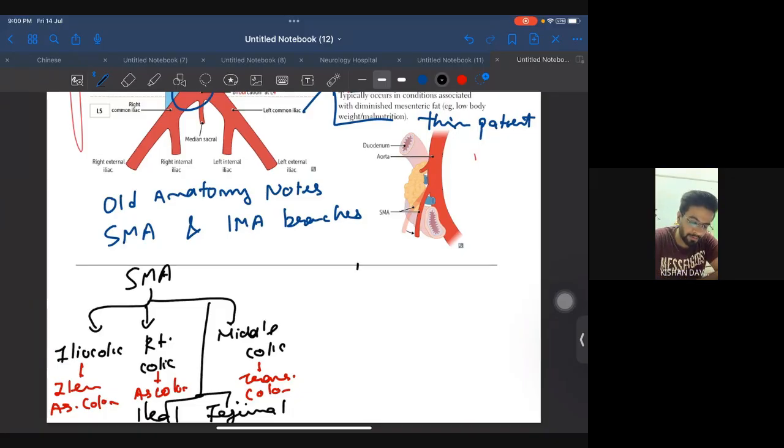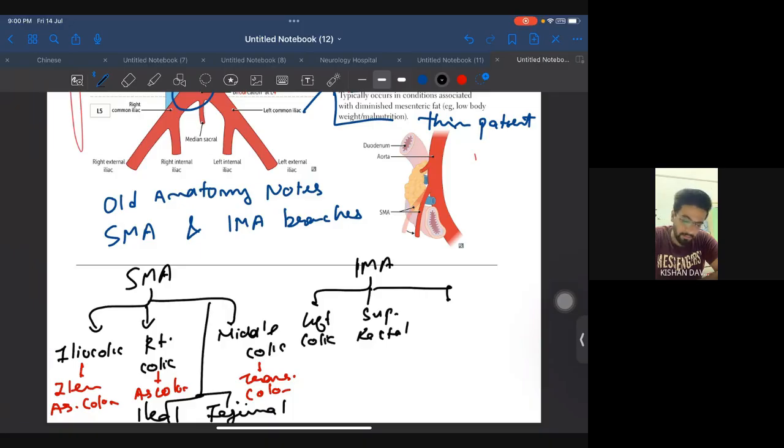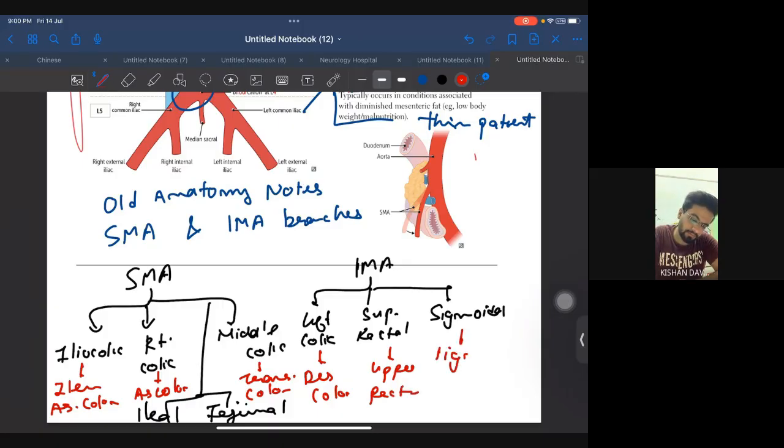So let's just see about the IMA, inferior mesenteric artery. You have three divisions here as well. First one is left colic. Second one is superior rectal artery. Third one is sigmoidal artery. So what happens here? They will be supplying the descending colon. Superior rectal will supply the upper rectum. Sigmoidal will be supplying the sigmoid colon.